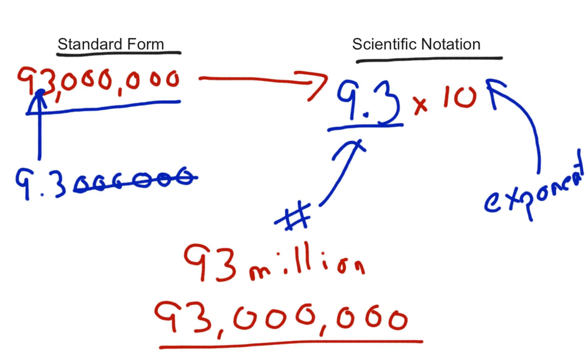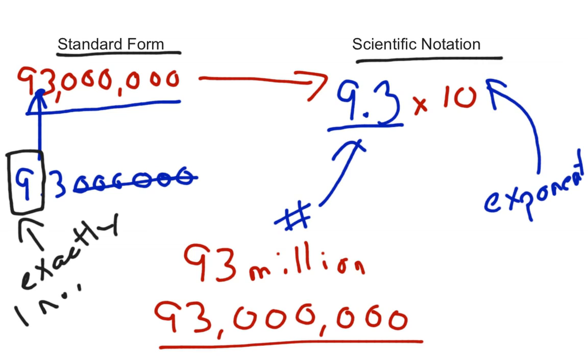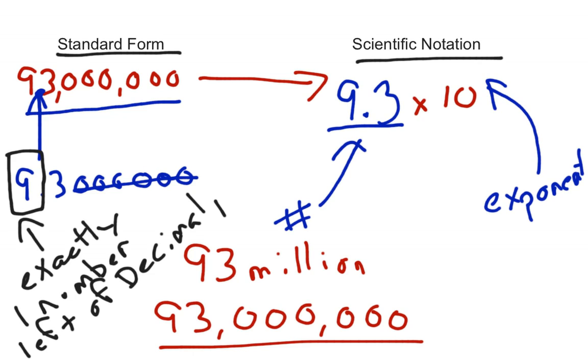Okay, but the key here when you put your decimal point in is there has to be exactly one number to the left of the decimal point. Exactly. I'm going to write this down. Exactly one number left of the decimal point. Has to be true every single time. So it should be fairly easy to look at a number like 93 million and know where the decimal point goes. It's going to go between the 9 and the 3, because then there's exactly one number to the left, the 9. Now we have to put an exponent on this thing.